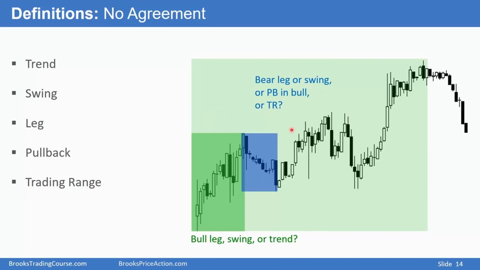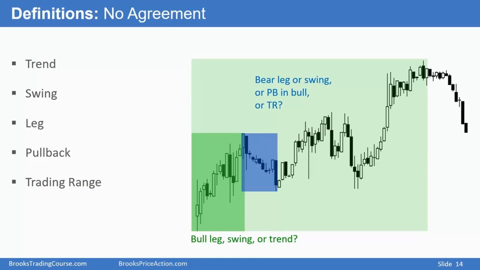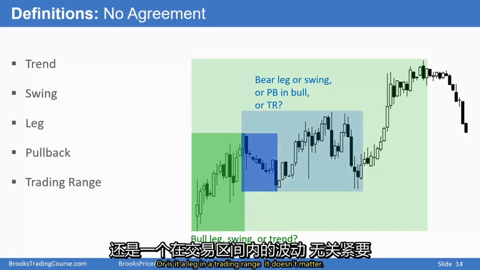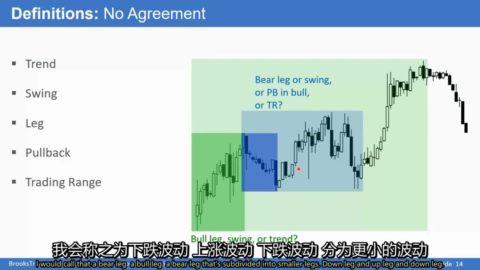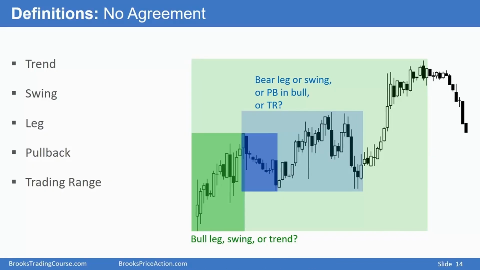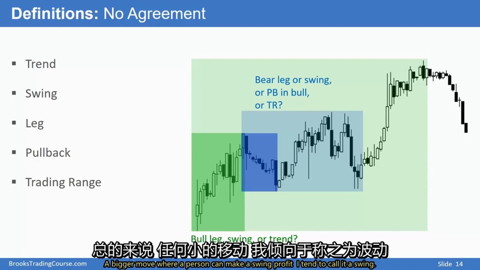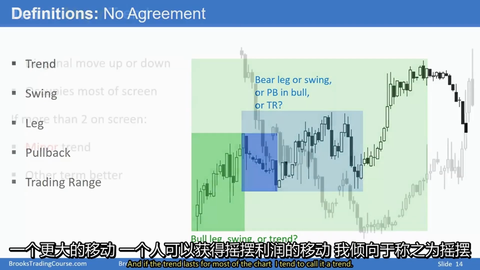What's going on here? Is this a bear leg, a bear swing? Is this a bear leg, bear swing? Or is it a leg in a trading range? Doesn't matter. I call this a trading range. I would call that a bear leg, a bull leg, a bear leg that's subdivided into smaller legs. Down leg, and up leg, and down leg. So in general, any small move I tend to call a leg. A bigger move where a person can make a swing profit, I tend to call it a swing. And if the trend lasts for most of the chart, I tend to call it a trend.